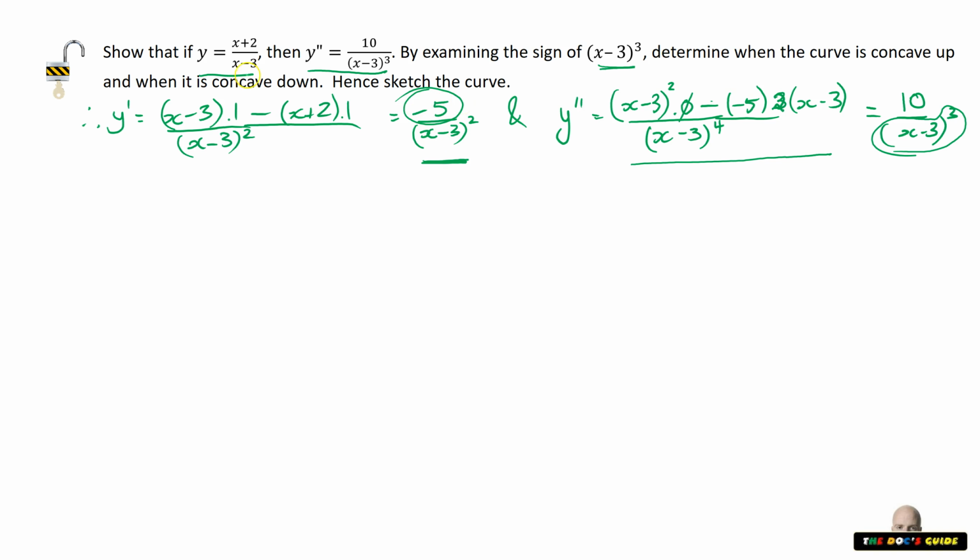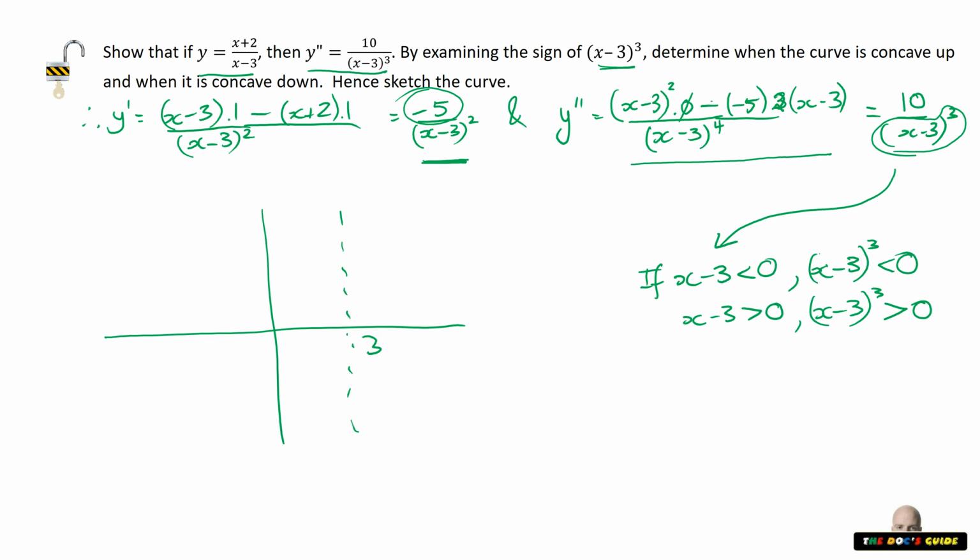What we do notice is that we're never allowed to have x equal to 3. So there's going to be a vertical asymptote at x equals 3. So the curve doesn't exist, the first differential doesn't exist, and so it's sort of meaningless talking about concavity there.